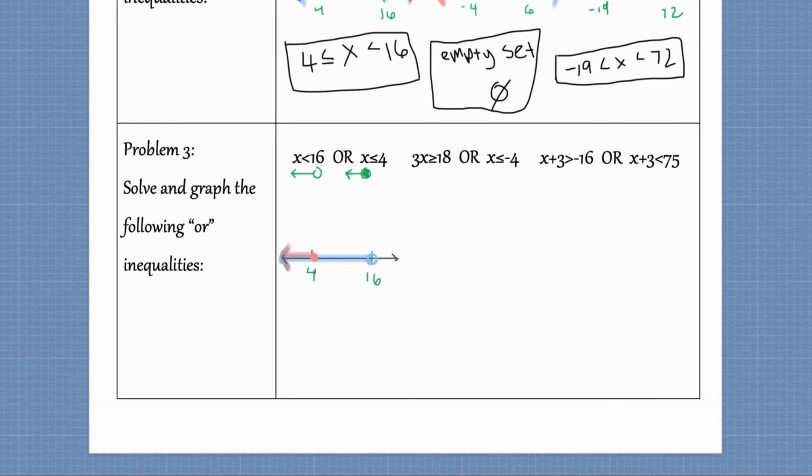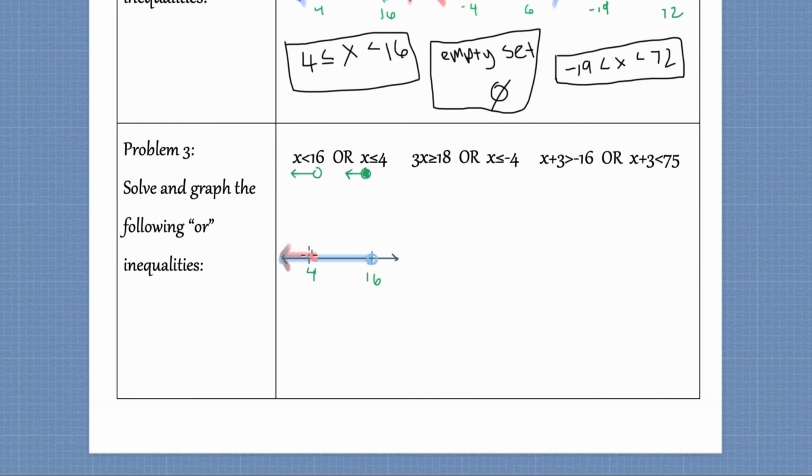So if we remember back what we said about the OR inequalities, it was that when we graph it, we look at both graphs and we take the solutions of both of the graphs. So if you look over here, the solution set of x is less than or equal to 4 falls inside of the solution set of x is less than 16.